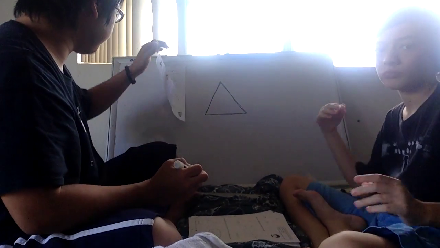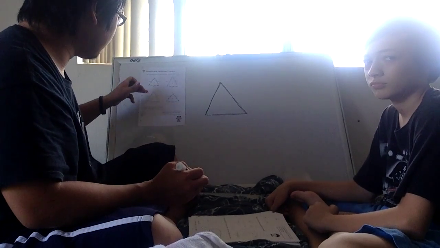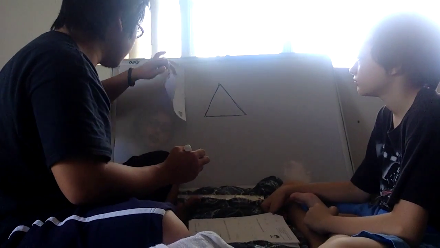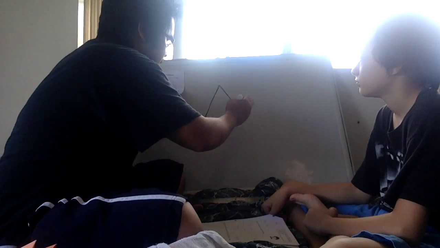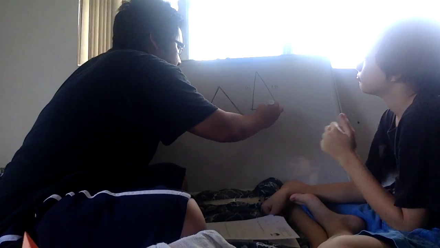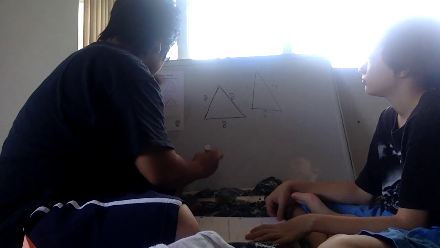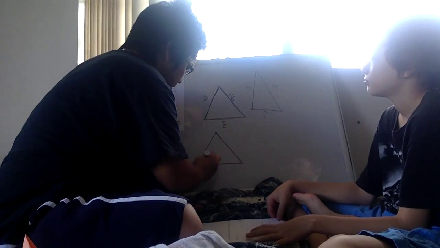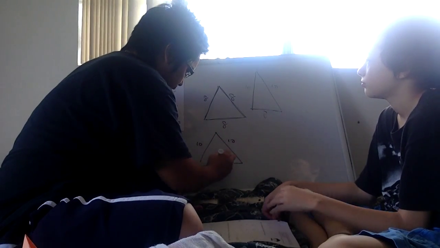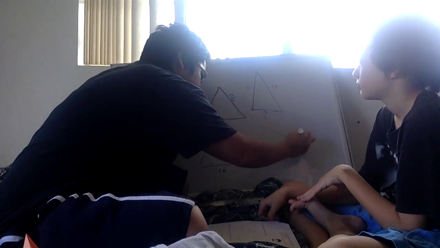Now, which of these triangles? Okay, and then she also had a couple other ones. She made one that has a 10, 10, and an 8. She made an 8, 8, and 8. She also made a 10, 10, 10. And she made a 10, 8, and 8.